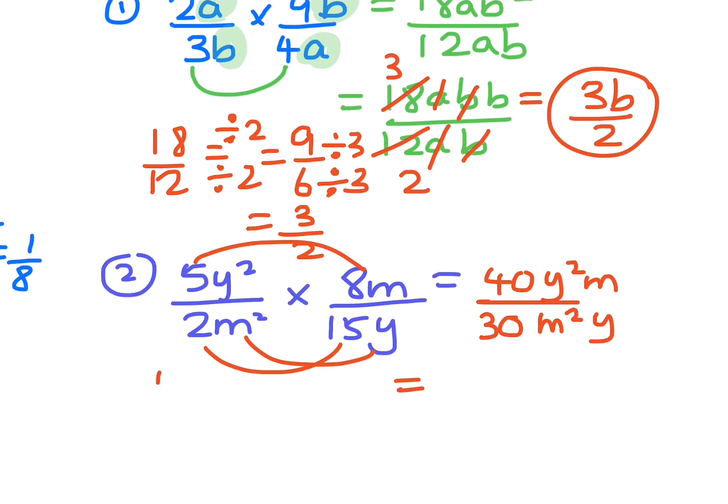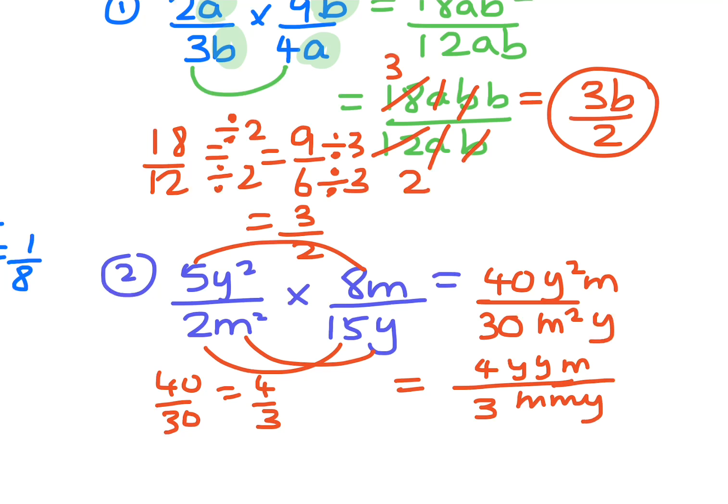Okay, so 40 on 30 simplifies to 4 on 3, because 10 goes into both of those. We have 2 y's and an m, and we have 2 m's and a y. So one of the m's will cancel with one of the m's, one of the y's will cancel with one of the y's. So on top we have 4y, as you can see that. And on the bottom we have the 3 and the m. So we go 3m, and that's as far as you can go.